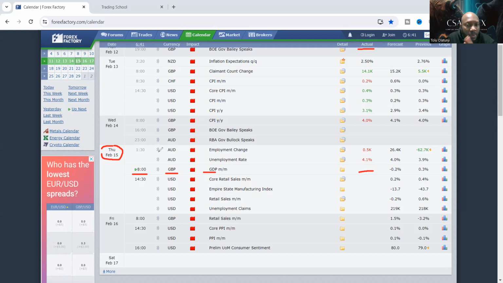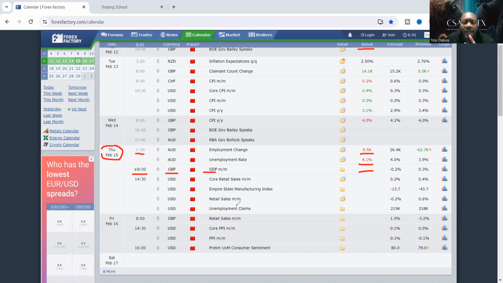We already had the unemployment rate for the Aussie AUD at 1:30 a.m. That was probably about 5.5 hours ago, and it came out negative. You could always refer back to your charts and then have a look at what the market is trying to tell you, right?